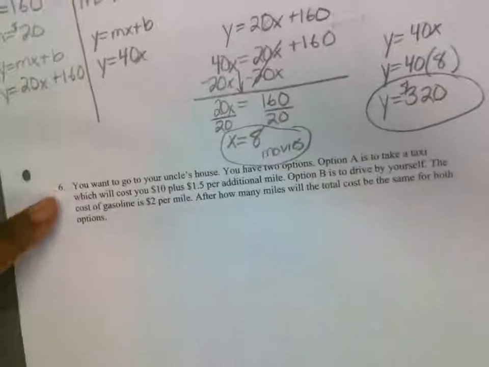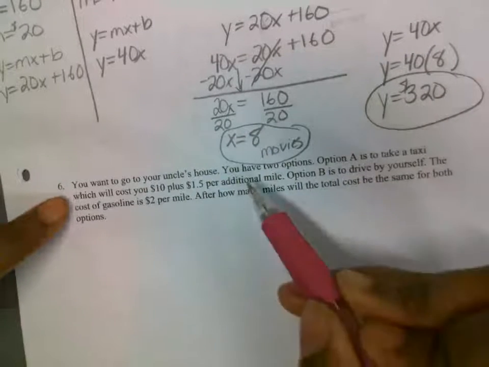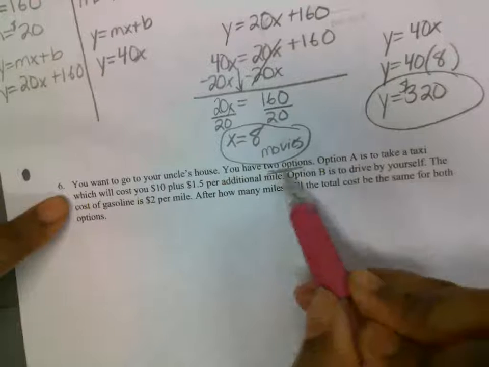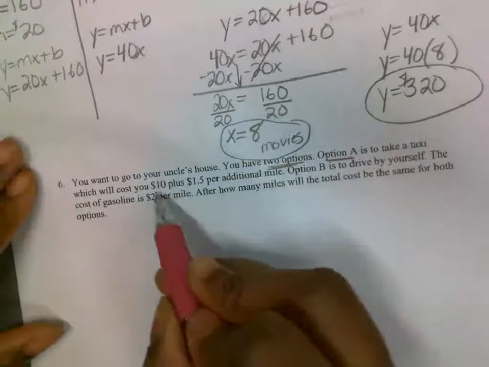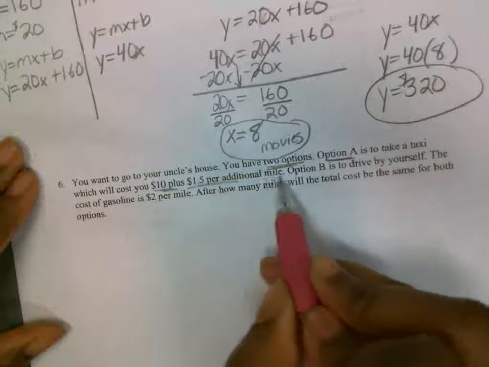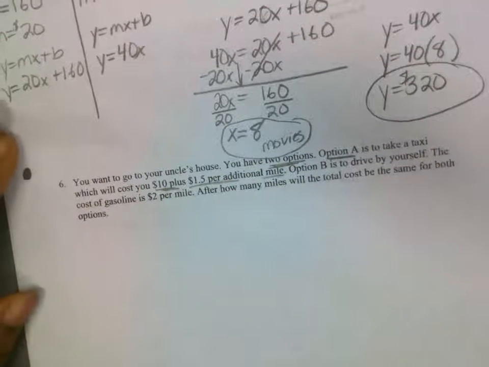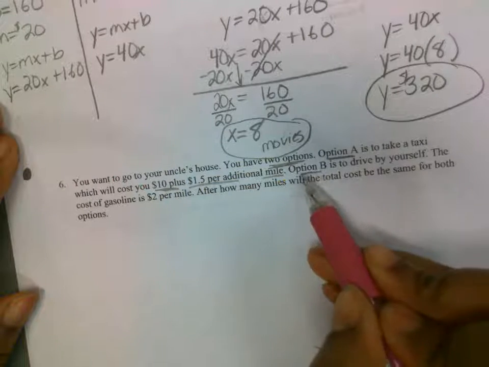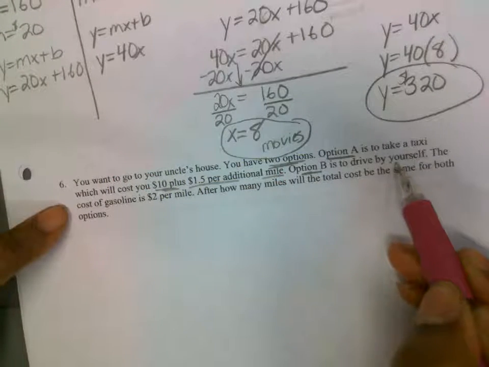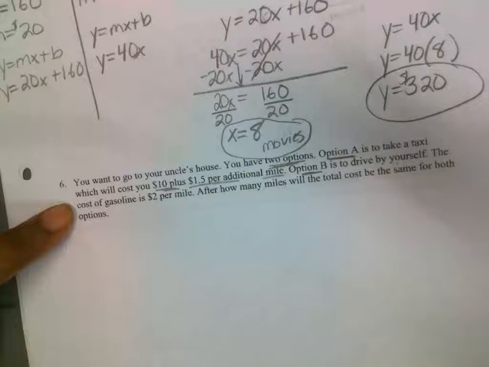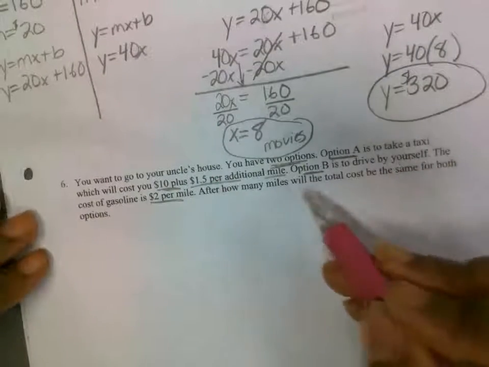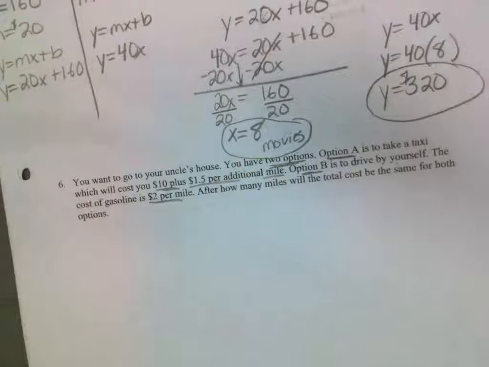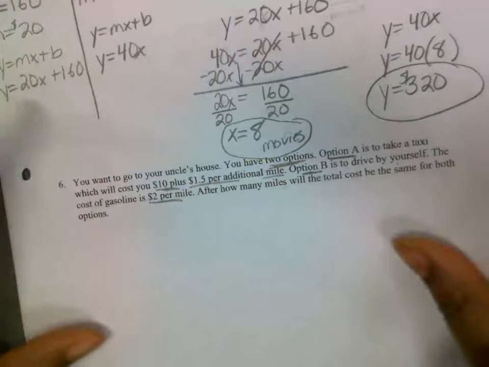This one says you want to go to your uncle's house. You have 2 options. Option A, you take a taxi, which will cost $10 plus $1.50 for each additional mile. Option B is to drive yourself. The cost of gas, because you know you got to pay for gas anyway, is $2 per mile, period. That's it. After how many miles will the total cost be the same for both options?